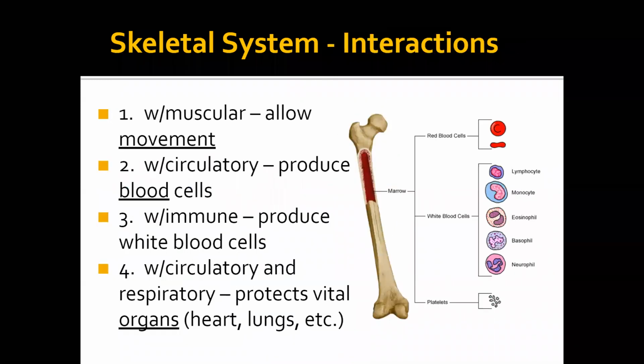skeletal system. The skeletal system is going to interact with a lot of things, with your muscular system to allow movement, with your circulatory system producing red blood cells, with your immune system because white blood cells are also produced in the skeletal system, with your circulatory and respiratory system because it protects those vital organs, especially in your torso.